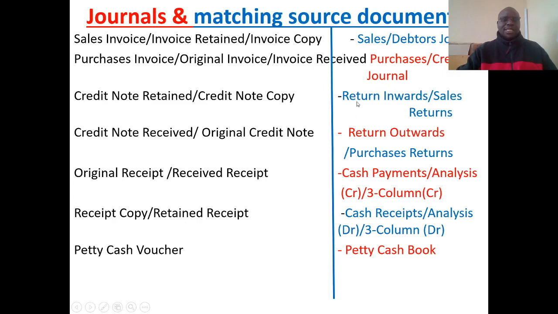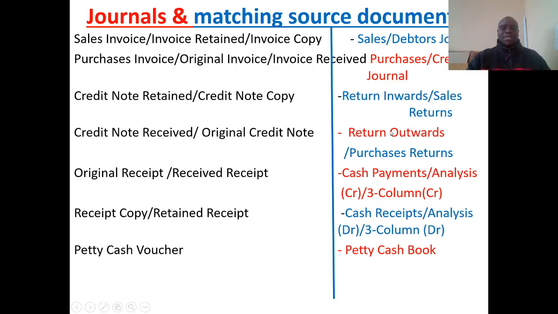Return inwards or sales returns journal. When you sell goods on credit, some goods may be returned by debtors because either they are defective, excess, or what was not specified. So you will issue a credit note to the debtors. When you issue a credit note to the debtors, you will remain with a copy of the credit note as you send the original credit note to the debtors so that they do not pay the whole amount. That credit note is also called credit note retained.